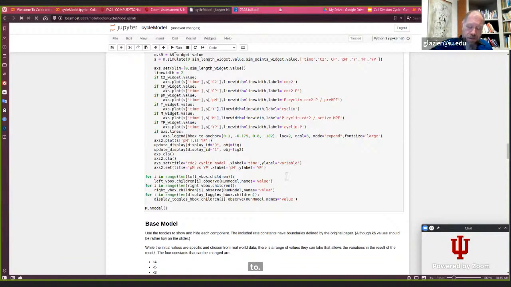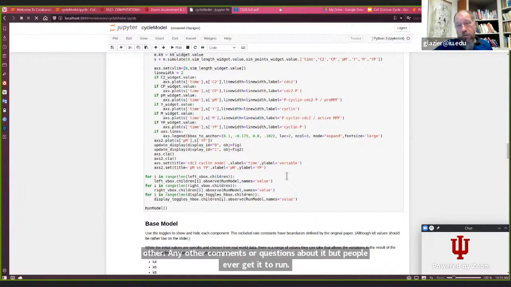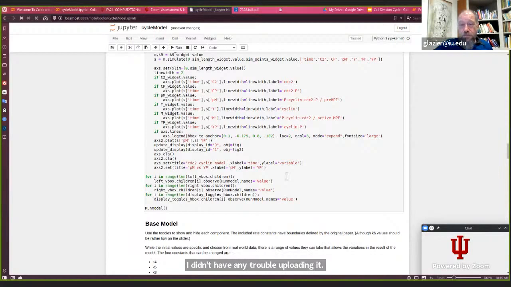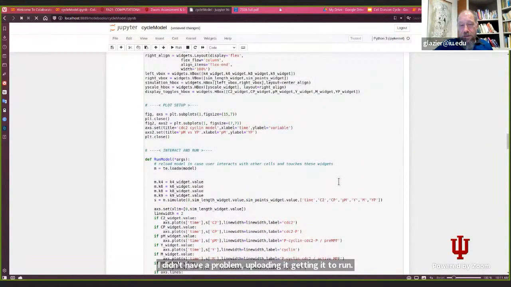Any other comments or questions about it? Were people able to get it to run? I didn't have any trouble uploading it and getting it to run. Benjamin says that when you interact with it, it turns into the narrow display.